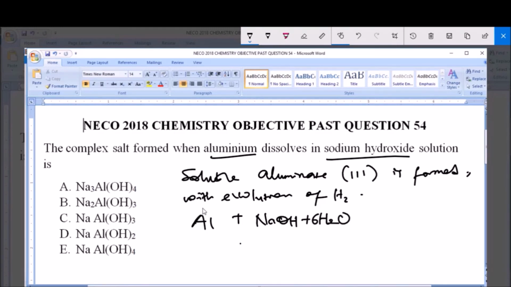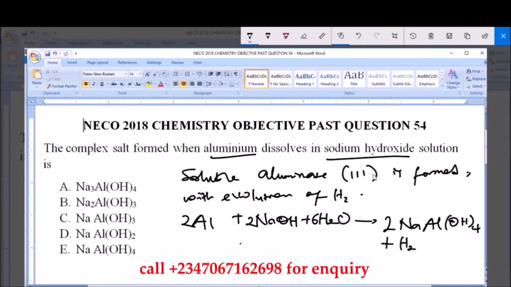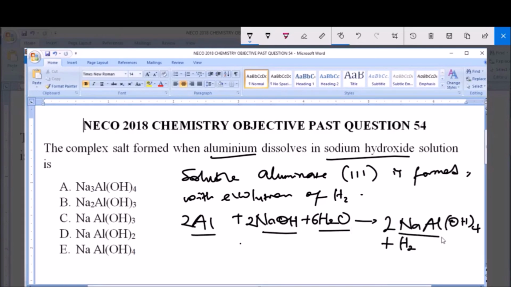So we require 2 moles of aluminium to react with 2 moles of sodium hydroxide, and this will give us 2 moles of soluble aluminate 3, which is Na[Al(OH)4], plus the hydrogen gas. Now this reaction is also the same for potassium hydroxide. So aluminium will react with sodium hydroxide in the presence of water to give us the aluminate 3 and also liberate hydrogen gas. And if you can see, this is option E.